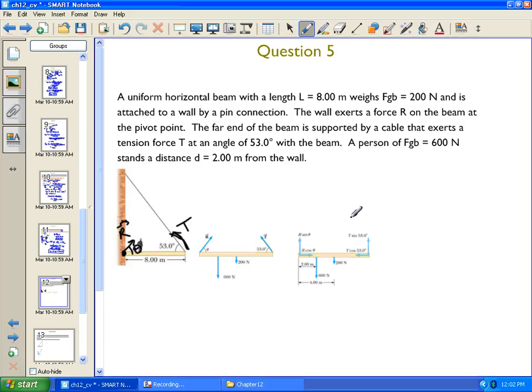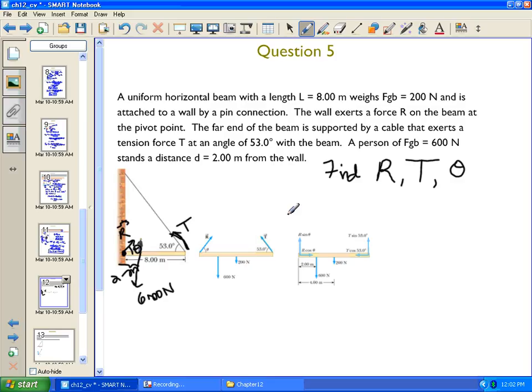A person who weighs 600 newtons stands at a distance of 2 meters from the wall. Okay, so here's the person. This distance is 2 meters from the wall, and the person has a weight of 600 newtons. The question is, although not stated here, find the force R that the wall exerts, find the force T of tension, and find the angle theta that R makes with the horizontal.